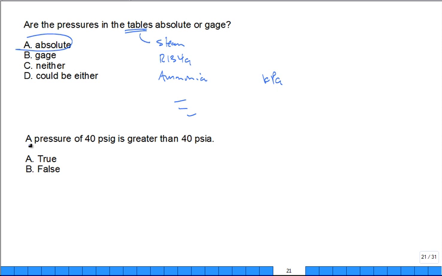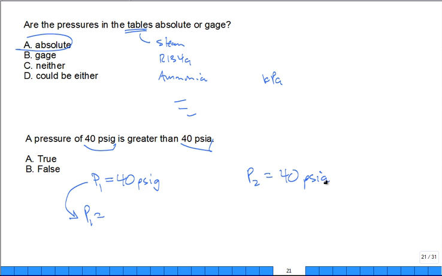Absolute. Now, the way to do this is you say pressure, let's define this as pressure 1. Pressure 1 is 40 psig. Let's say this is pressure 2. Pressure 2 is 40 psia. All I have to do is convert pressure 1 to the same scale, or pressure 2 to the same scale as the other one. So if I wanted to convert 40 psig to psia, what do I do?